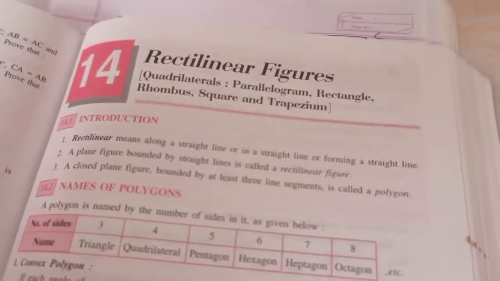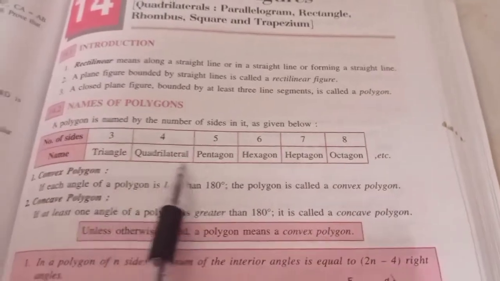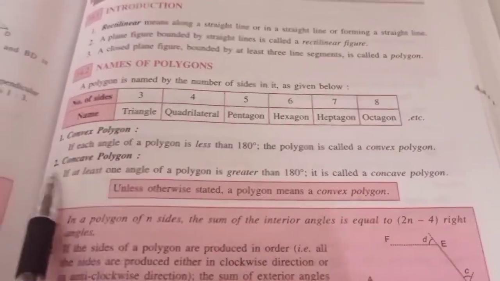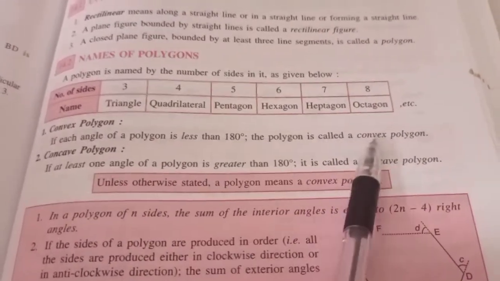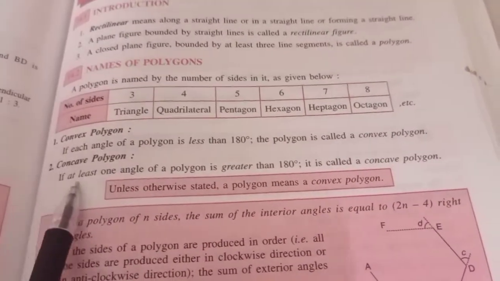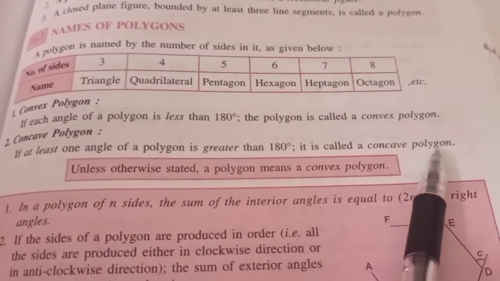So go through this introduction. Polygon names you already know: triangle, quadrilateral, pentagon, hexagon. Convex and concave polygons: if each angle of a polygon is less than 180, it is called a convex polygon. If at least one angle of a polygon is greater than 180, it is called a concave polygon.